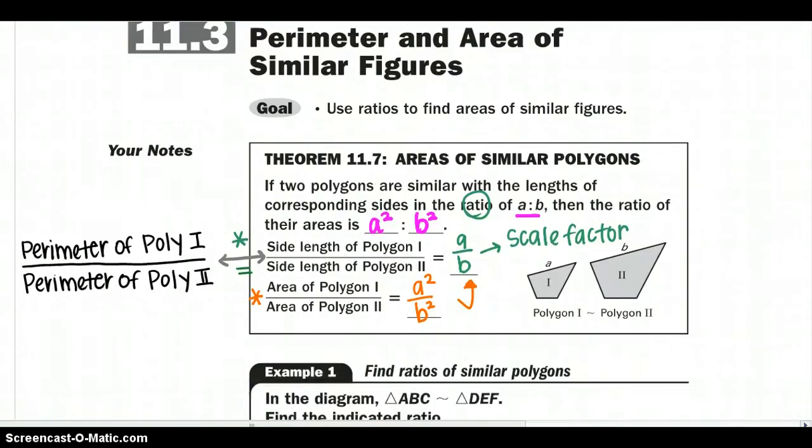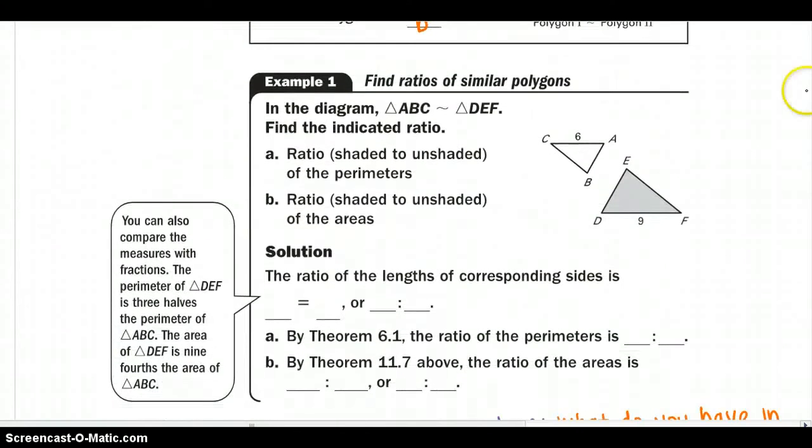So let's go down to the first example. In the diagram, we know that triangle ABC is similar to DEF. We want to find the indicated ratios. So the ratio of the shaded to the unshaded. Remember that DF, if you look at how it is labeled, DF corresponds to AB. So we can say 9 over 6 is equal to, if you break it down, 3 over 2, and then the ratio would be 3 to 2.